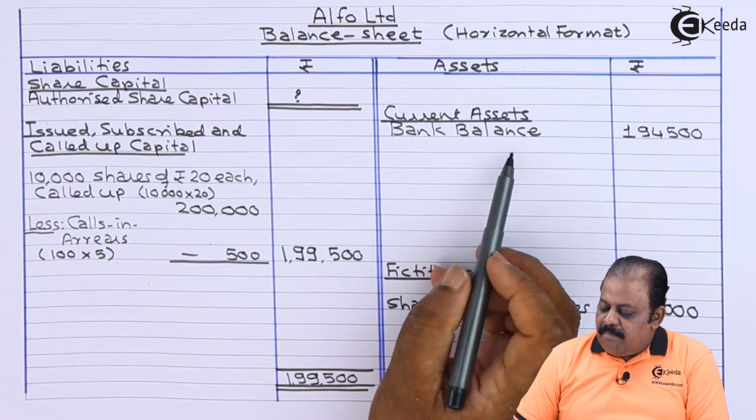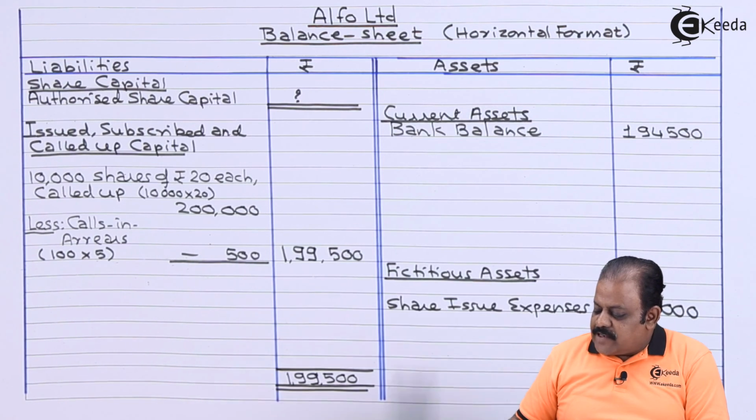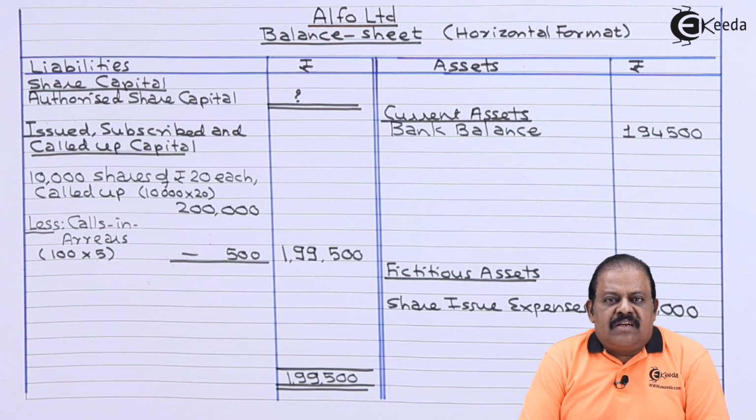The amount of bank balance will appear under the heading current assets. Fictitious assets, share issue expenses will be other non-current asset or other current asset depending upon the decision of the company to write off this item over a period of time. In this question, we have also prepared a small balance sheet to understand the various positions of the items relating to share capital.